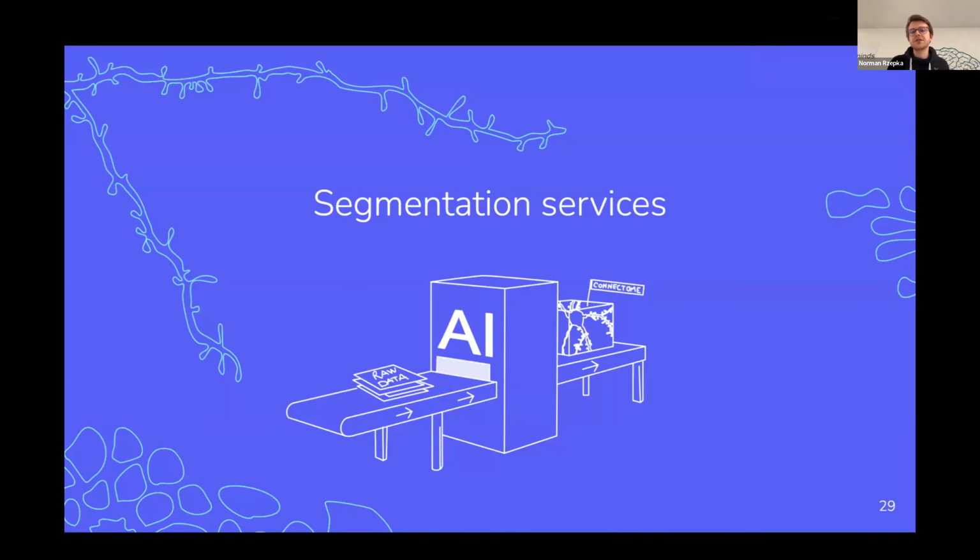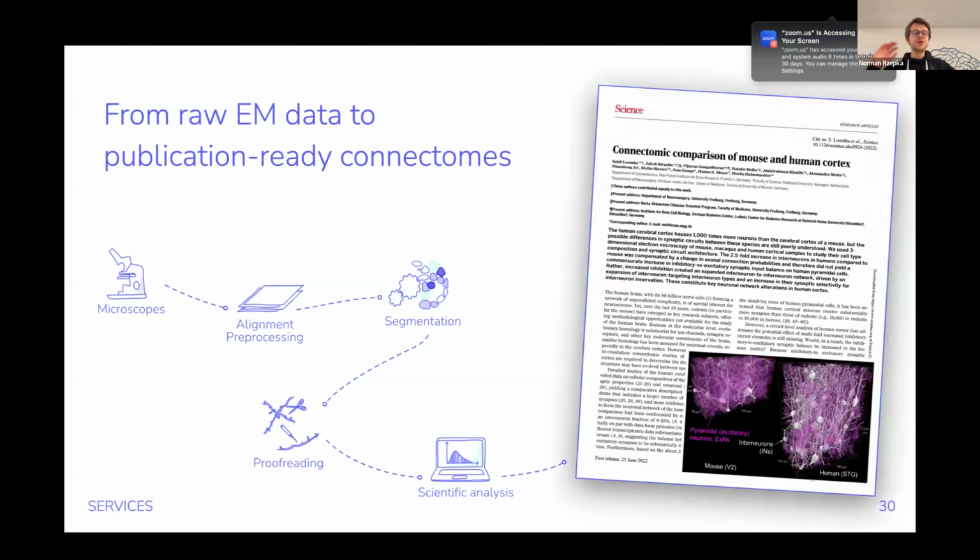Next, I want to talk a bit about some of the segmentation services that we provide, and they've been popping up in some of the talks before. So I won't go too much into detail, but basically there is this workflow, and there are a couple of the steps that we can help you with. So we can't really help you with acquiring the images on a microscope, but once you have some images, then we can help you align those, segment those.